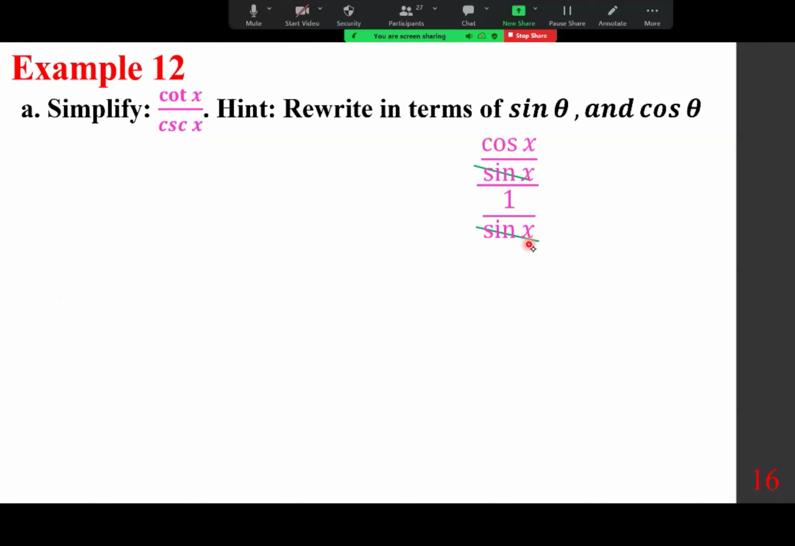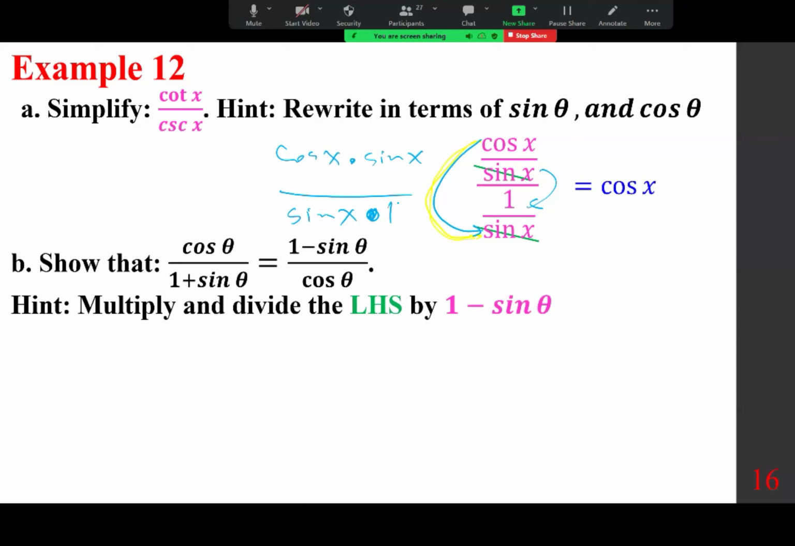The reason you can drop them, let me just quickly show you this class. The reason you can drop them is because you multiply those two, cosine x times sine x, and you put it in the numerator. You multiply those two, and you put it in the denominator. Sine and sine cancel each other, and you get cosine x. All right.